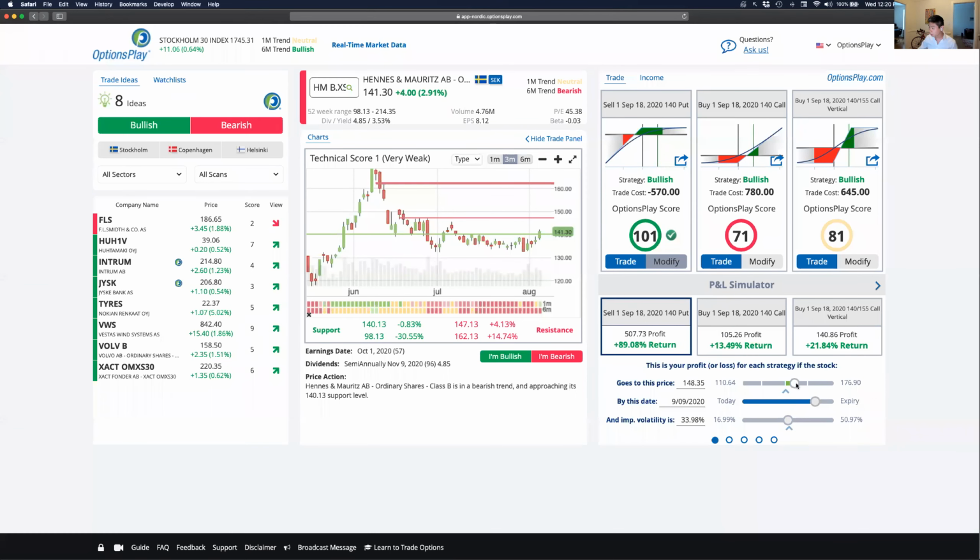And our P&L simulator allows you to change each one of these factors and see how they change the price of your option. And then you can also use this time slider to see how theta changes the value of your option.